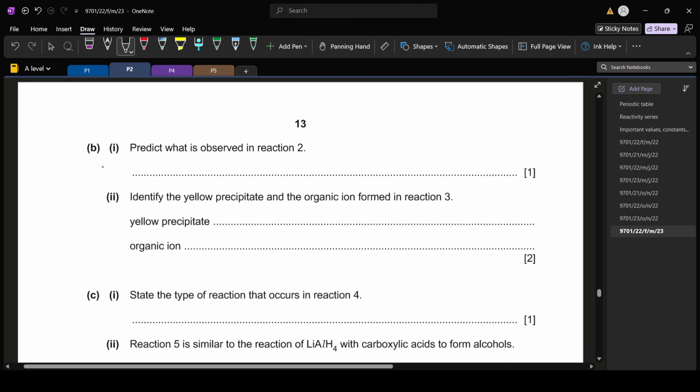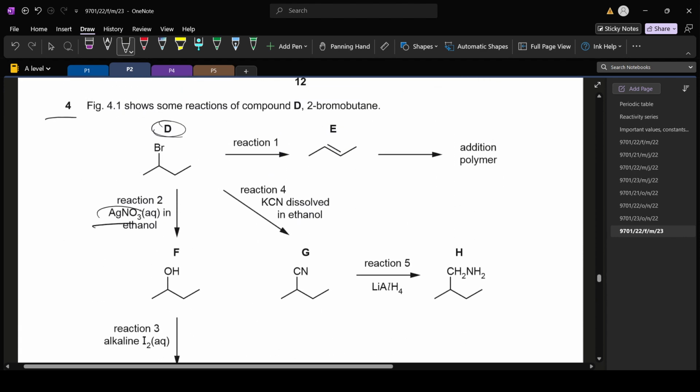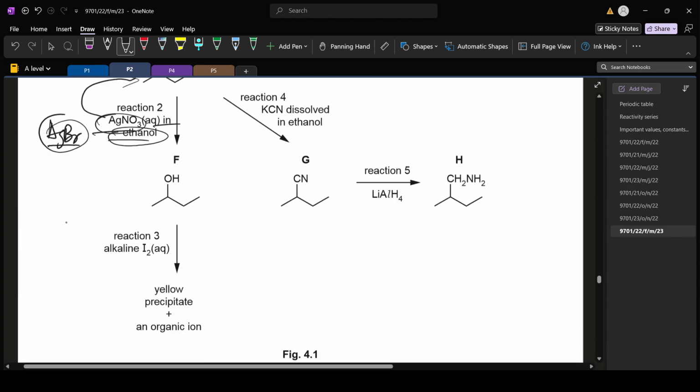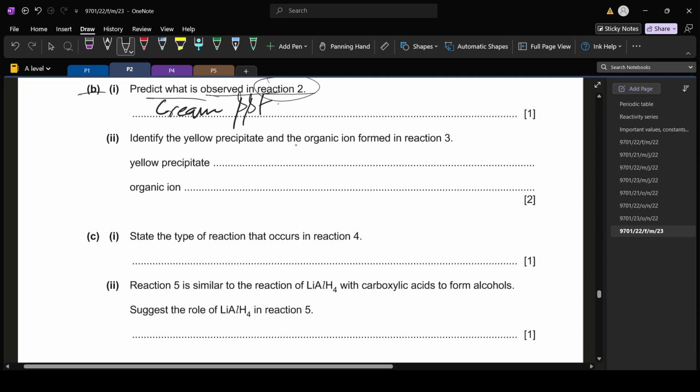Now moving towards part B, predict what is observed in reaction 2. What is reaction 2? This is reaction 2. So silver nitrate in ethanol is reacted. So this will form silver bromide, and silver bromide is a cream precipitate. Okay. So this will be your observation. Cream precipitate, or cream PPT, you can write it. Cream precipitate.